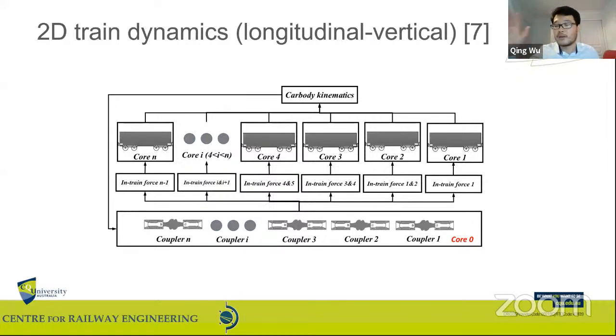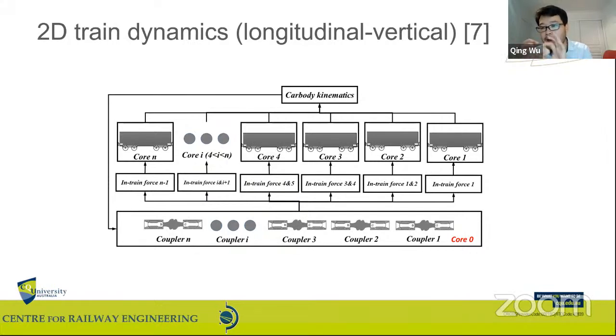Then core one will handle vehicle one, and as such, we will be able to simulate the individual vehicles. After the simulation of each individual vehicle, those slave cores must report to the master core where they are. After getting their positions, the master computer core can calculate the distance between individual vehicles, then decide what coupler force they have. That is the connection among individual vehicles.